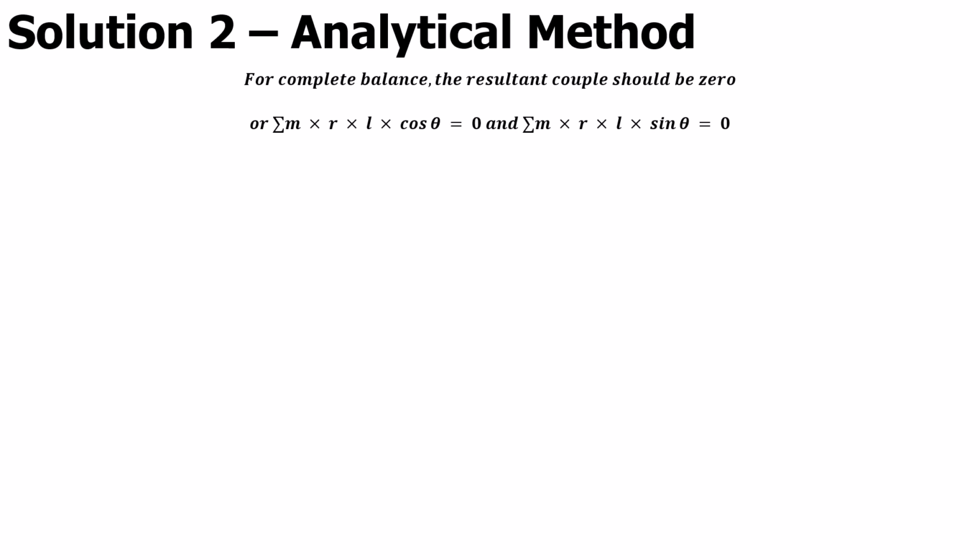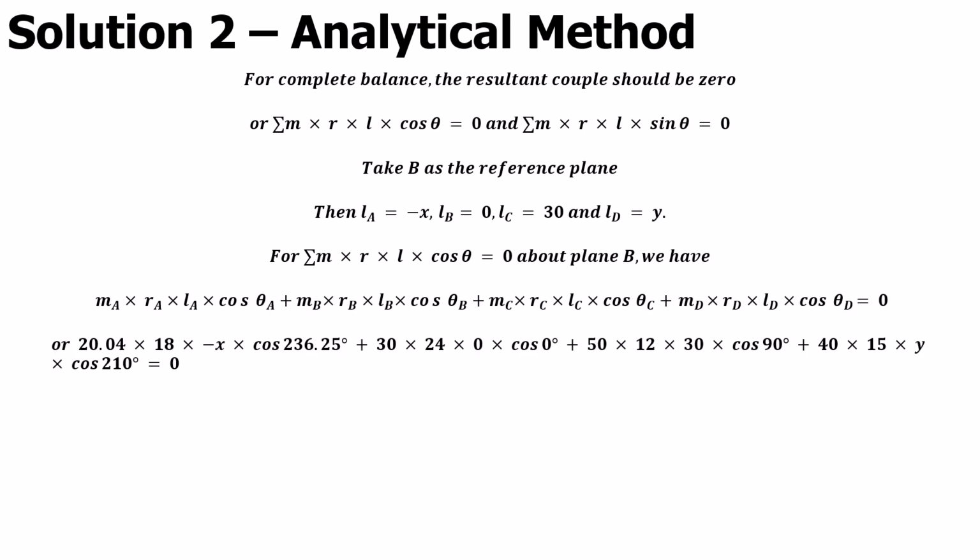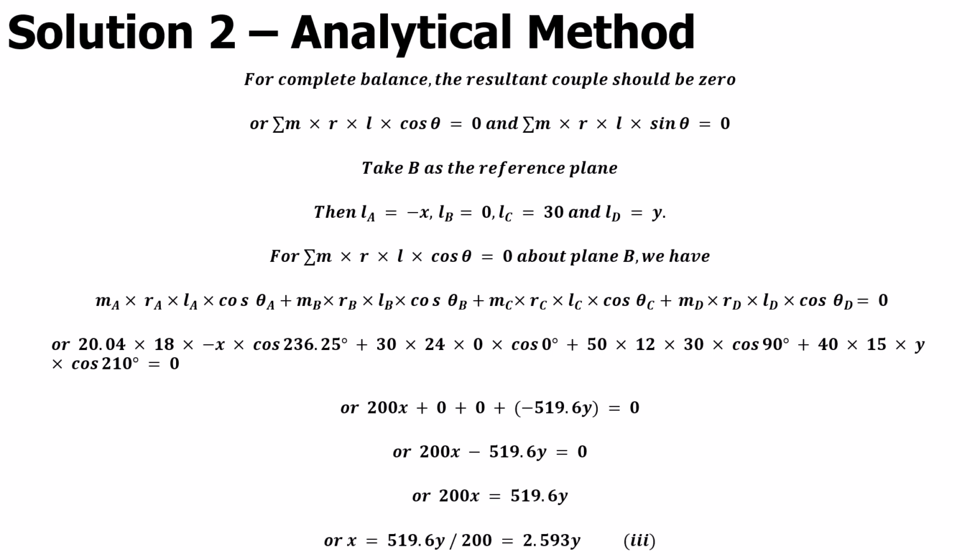Now for complete balance, the resultant couple should be zero, and we know that when we resolve the vertical and horizontal terms, they should all be equal to zero. So if we take P as a reference, we know that LA is equal to minus X, LB is equal to 0, LC is 30, and LD is Y. So for all the cosine terms, if we input the values, then we get equation 3, which gives us a value so that X is equal to 2.539y. That is our third equation.